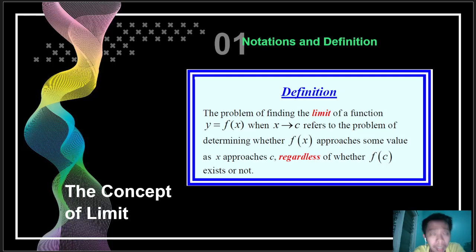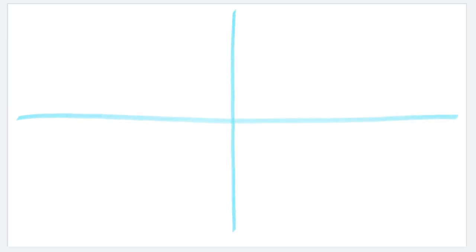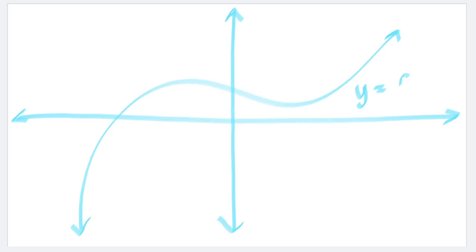So what does this mean? Let us try to have this one. Let us say you have this graph. Let's say this is y is equal to f of x.